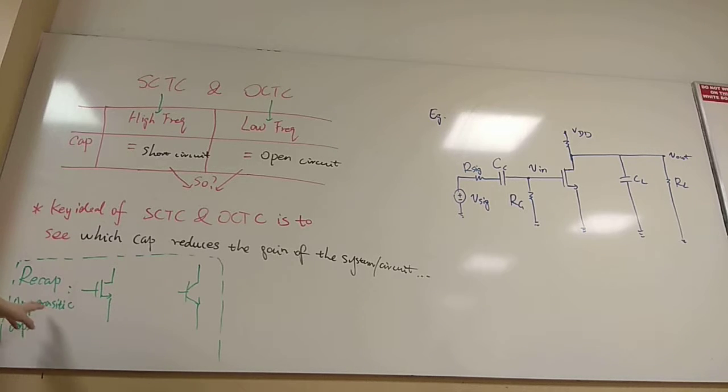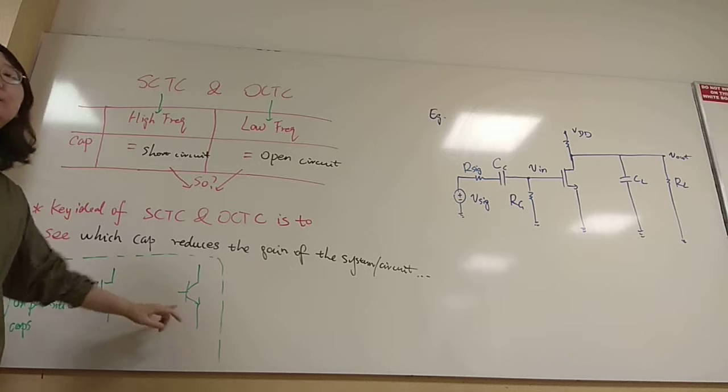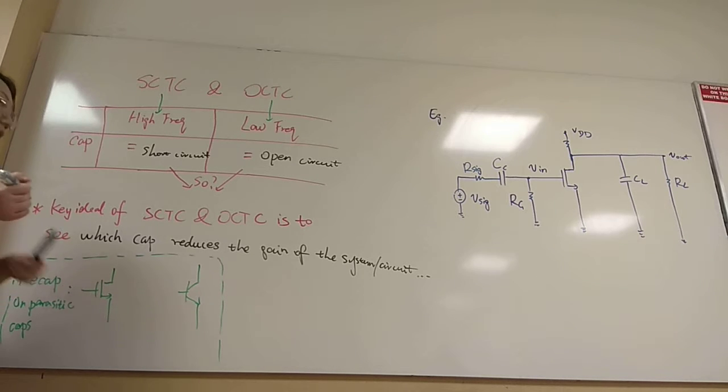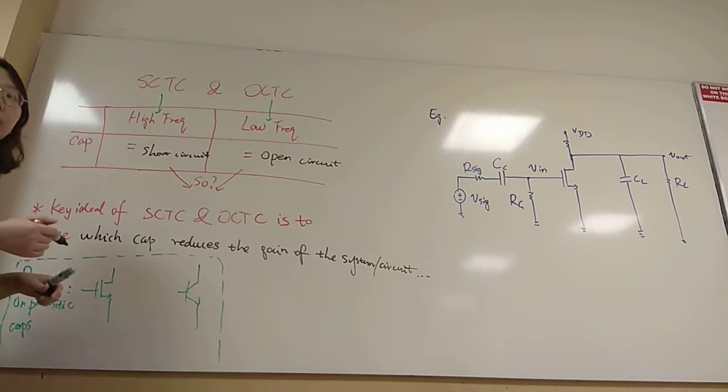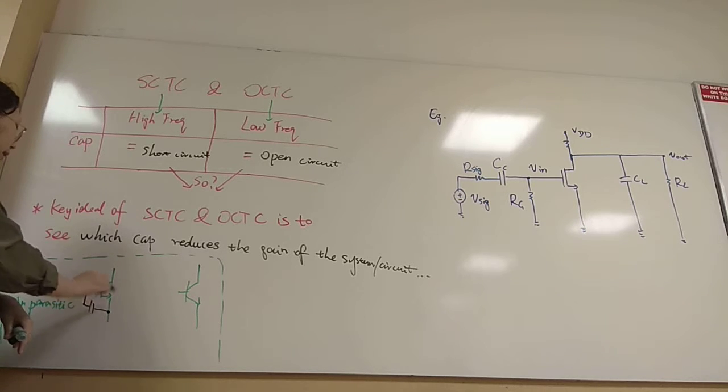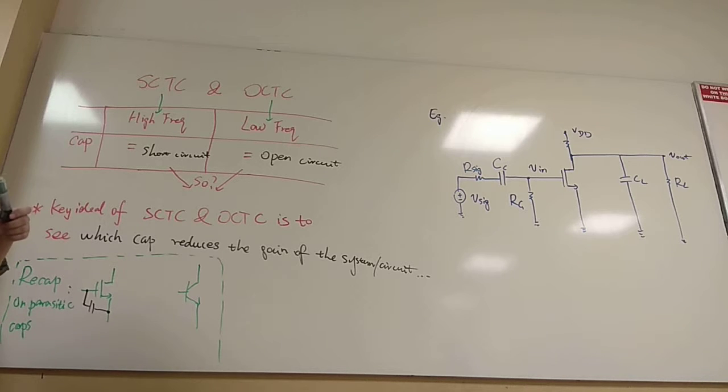Okay, so here is another recap. Where are all those parasitic capacitors for your transistor, for MOSFET and BJT? Usually when we draw the transistor, we just draw it this way, right? But you should know where all those parasitic capacitors are. Where are your MOSFET parasitic capacitors? Between the source and the gate. So what's the name for this capacitor?